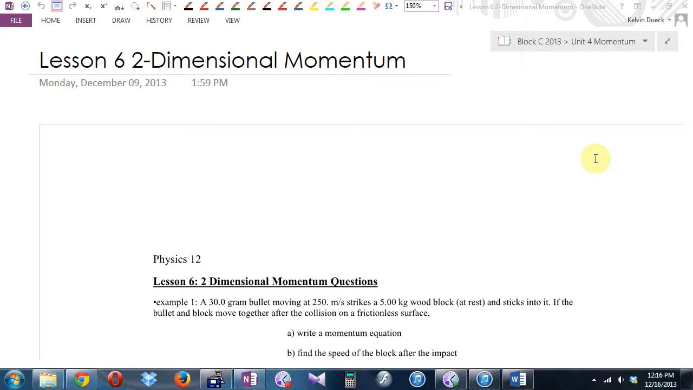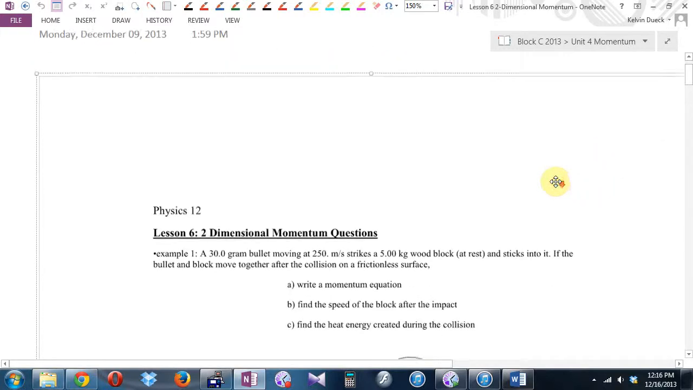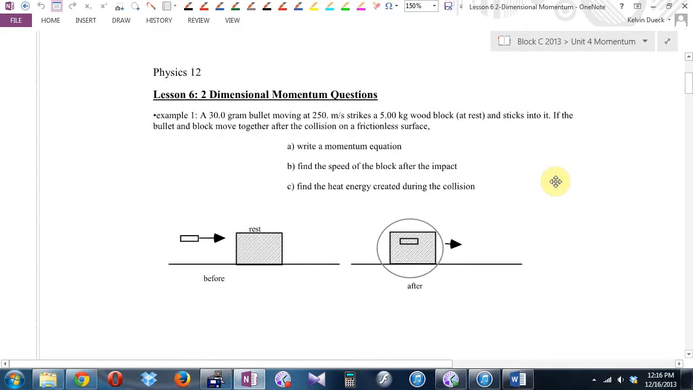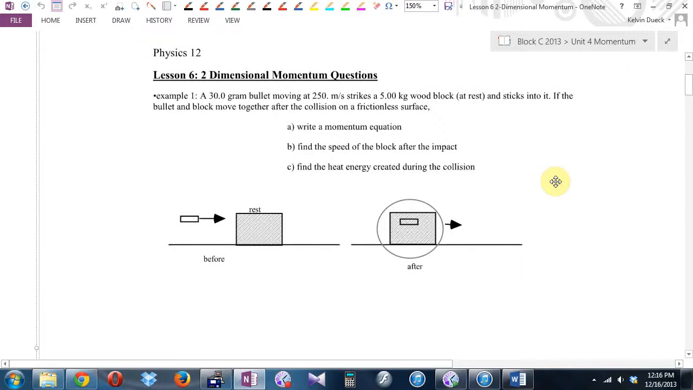We're going to start off, though, with something that's in a nice straight line and show you how we can combine in some questions momentum and energy. Let's shoot a bullet into a block. It says this: a 30-gram bullet moving at 250 meters per second strikes a 5-kilogram wood block at rest. You know what? Probably I would choose to underline the word at rest. I'm guessing that's important. And sticks into it.